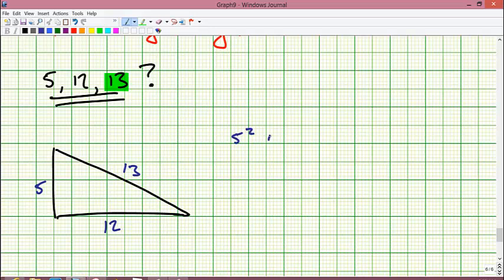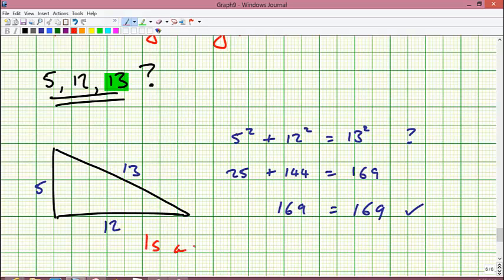5 squared plus 12 squared equals 13 squared. Is that true? Again, 25 plus 144 equals 169. Add them together: 169 equals 169. Excellent. That is true. So in this example, it is a right triangle.